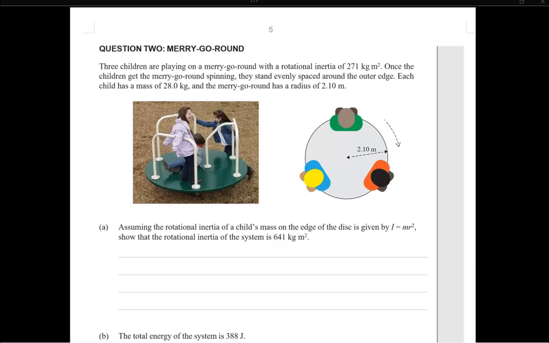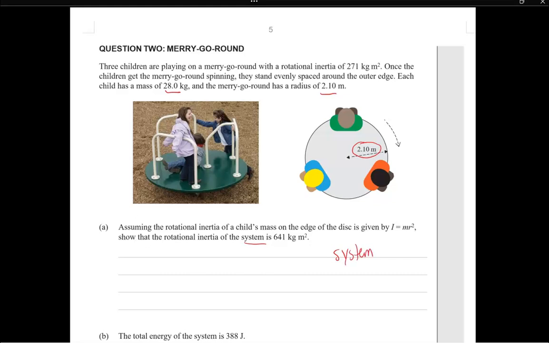So we've got 3 children playing on a merry-go-round with a rotational inertia of 271. Each child has a mass of 28 kgs, so that's important. And the merry-go-round has a radius of 2.10, which is also shown here. Assuming the rotational inertia of a child's mass on the edge of the disc is given by I equals mr squared, which is the mass times radius squared, show that the rotational inertia of the system is 641.